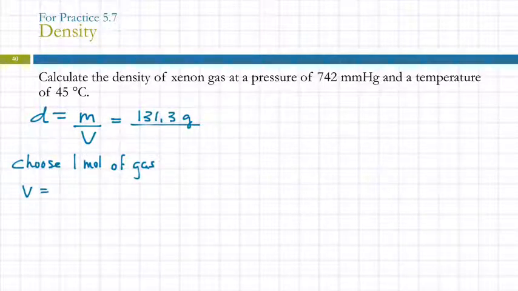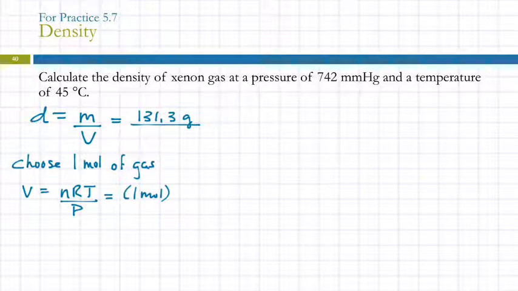V equals nRT over P, a rearrangement of the ideal gas equation. So I'm using two equations that I had to know anyway. We chose 1 mole, so n is 1, exactly, because we picked it. R is always the same thing: liters times atmospheres, divided by moles times Kelvin.